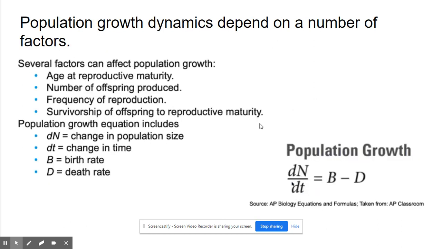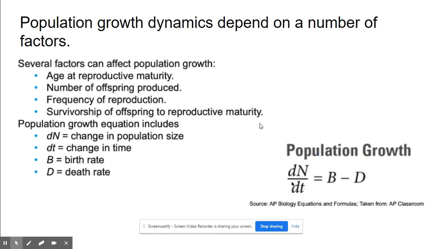Population growth is going to depend on a number of factors involved. And that's how we're going to get to this equation in just a second. I know the equation looks a little complex, but we'll break it down. There are really several factors that are going to affect if a population can grow in size. The first one is the age at reproductive maturity. If it takes a population a long time to reach reproductive maturity, their population is going to grow slower than if when that species is 6 months old, they're already able to have a baby.